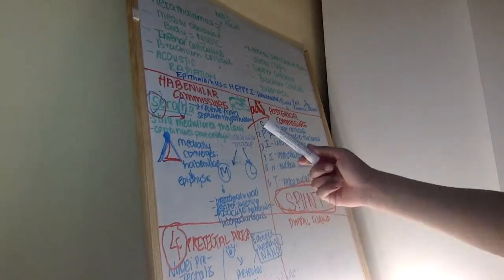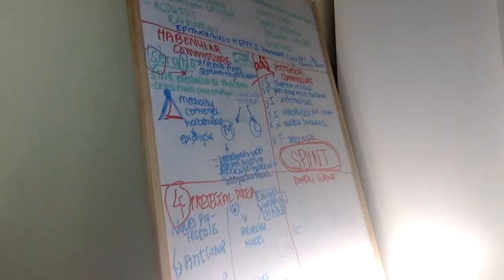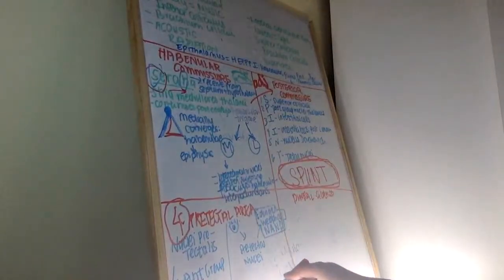Now we're moving on to our pretectal area. In our pretectal area, there are only two major things that you need to know. First, you need to know the nuclei found here. Second, you need to know where it receives input and where it gives output. So the nuclei are basically anterior and posterior, as well as the olivary nucleus and the nucleus of the optic tract.